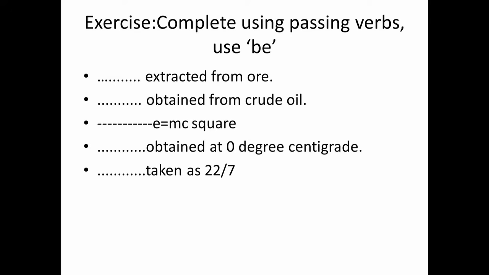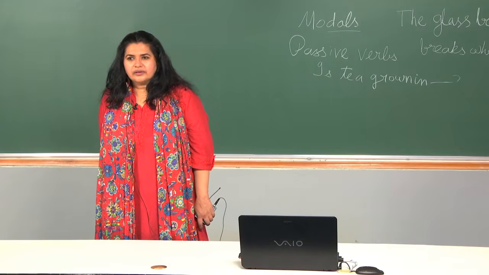Look at this. What I want you to do is complete the following using passive forms of verbs and always use be. Dash extracted from ore, you know what is extracted from ore, but I want you to write the correct sentence. Dash obtained from crude oil, dash E equal to mc square, dash obtained at 0 degree centigrade, and dash taken as 22/7 or 3.14. So, how would you solve this.